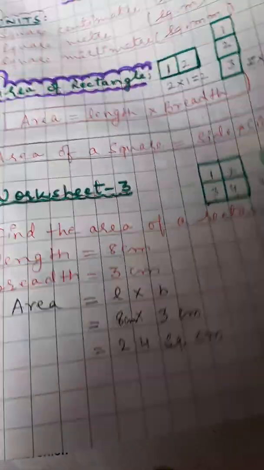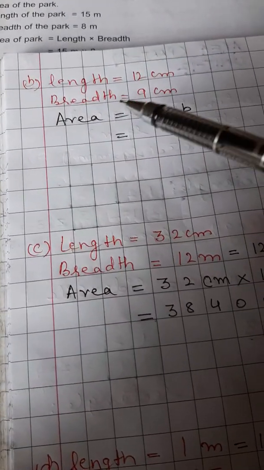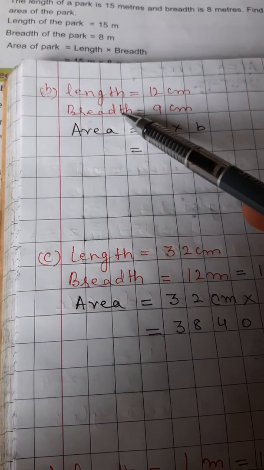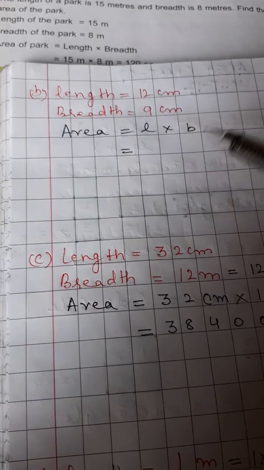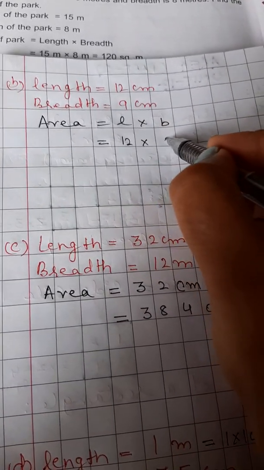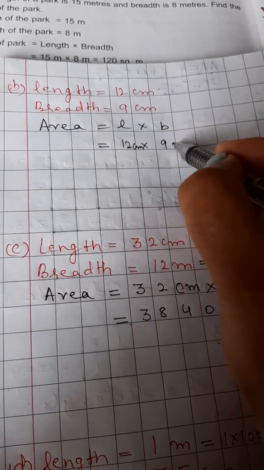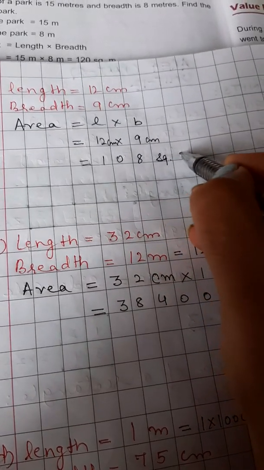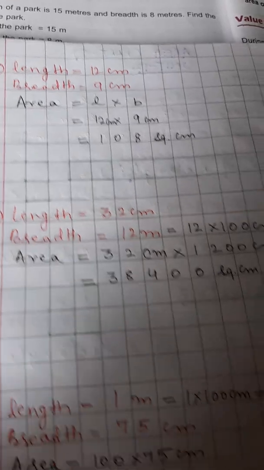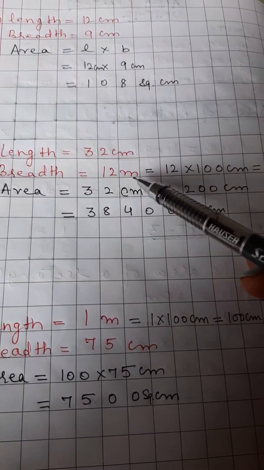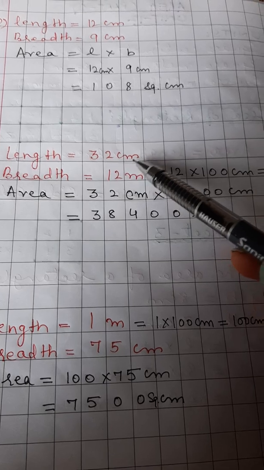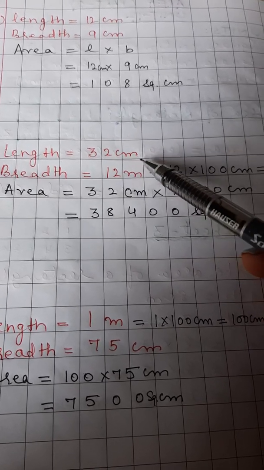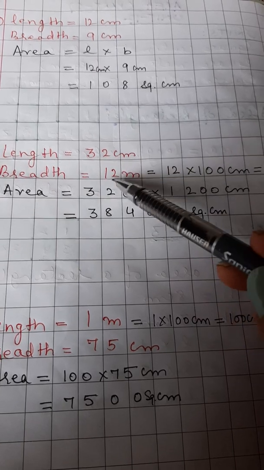Okay students, question number 2, B part. Now here students, what do you have to do? Because length is 12 centimeter, breadth is 9 centimeter, multiply the length by breadth. So 12 multiplied by 9. Again write centimeter along with these, and 12 9s are 108 square centimeter. This is the answer. C part is 32 centimeter and 12 meter. By mistake I have written this 32 as centimeter, but in your books it's 32 meter and 12 meter.